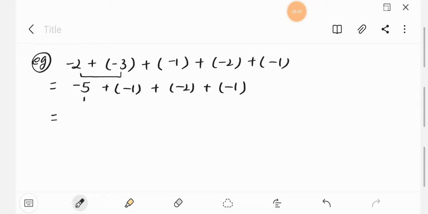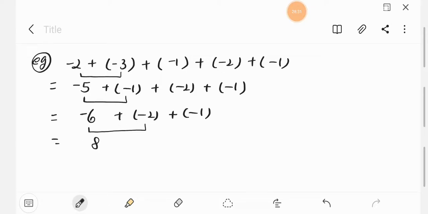All right, then let me write the other numbers as they are. Next step, let's add these two. These two numbers have the same sign, so add 5 and 1, which is 6, and put the negative sign. Then negative 6 plus negative 2. They have the same sign. If they have the same sign, then what do we do? Add the absolute values. So 6 plus 2 is 8, and put the same sign. One more: adding these two, same sign, so the result will be 9, and put the sign of these numbers, negative 9.